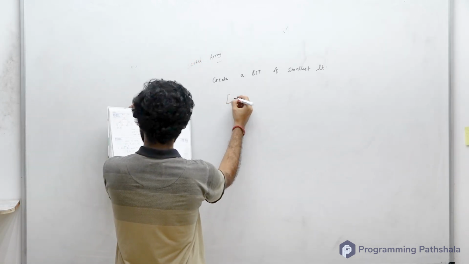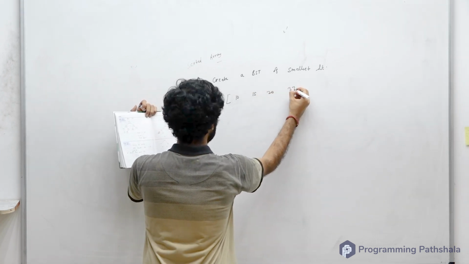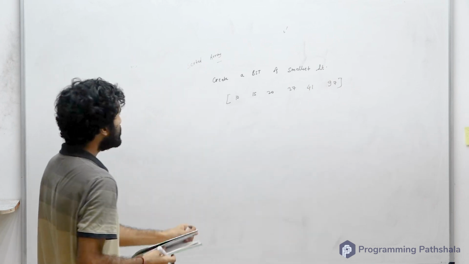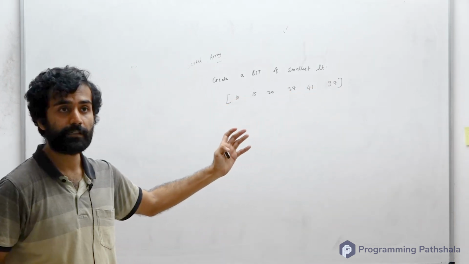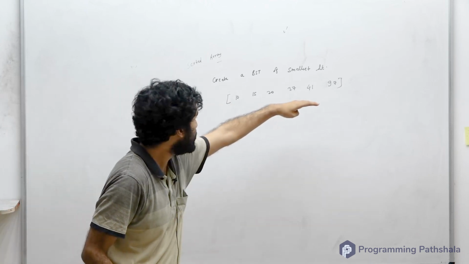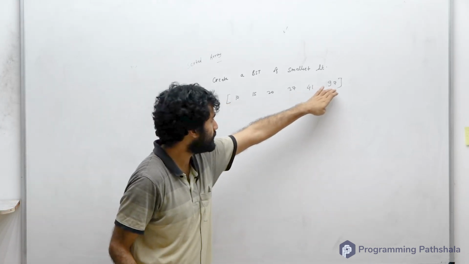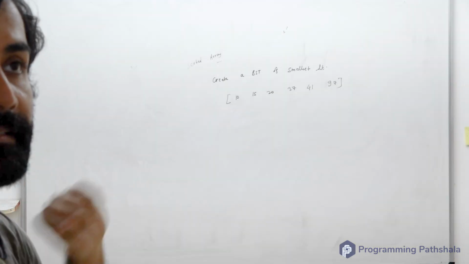For example, let's say the sorted array looks like 10, 15, 20, 37, 41, 97. This sorted array doesn't mean that the order of elements to be inserted is like this, because if I insert the elements in this order, can you tell me what will be the height of the tree? It will be a completely skewed tree.